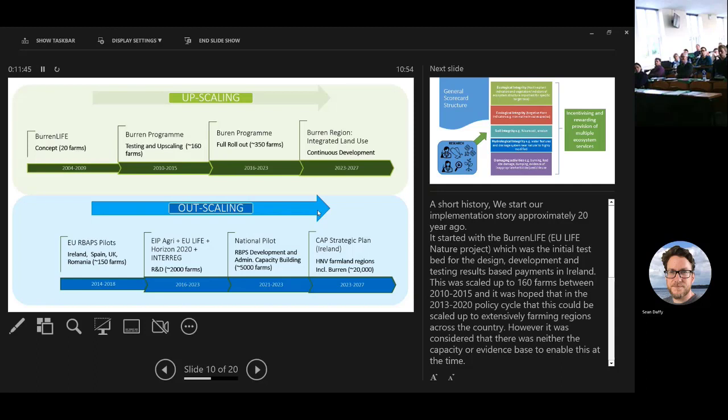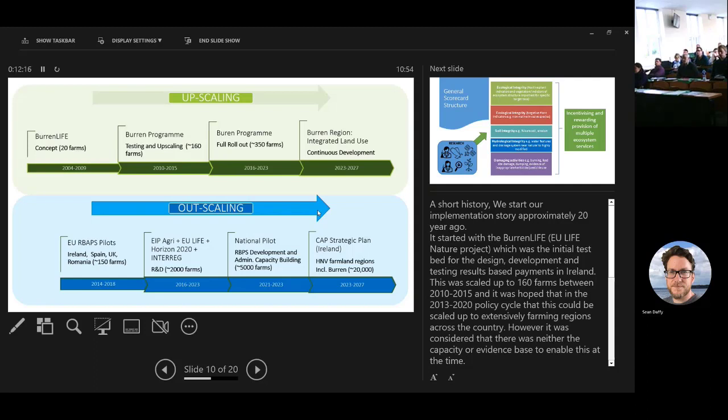So at the time, the decision was made in the last RDP to have a larger number of pilots testing the approach in a diverse range of situations. Also, Europe and the European Union, the European Commission, DG Environment in particular, invested in these results-based agri-environmental pilot programmes across the EU. So we were involved in pilot programmes that Dolores worked on as well in 2014 to 2018, in pilots testing the framework in Ireland, Spain. We had sister projects in the UK and Romania as well.